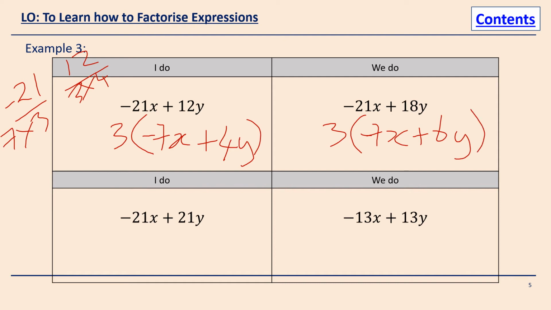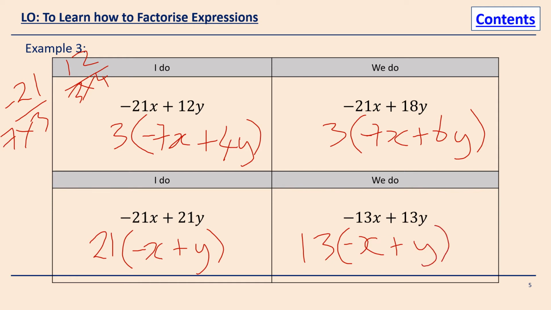Let's have a look at this one then. So we can put 21 on the outside. We've got minus x plus y. 21 is a factor in both of them, so we can put 21 to the outside. Pause the video while you have a go at this one. Yeah. 21, minus x plus y. Well done.